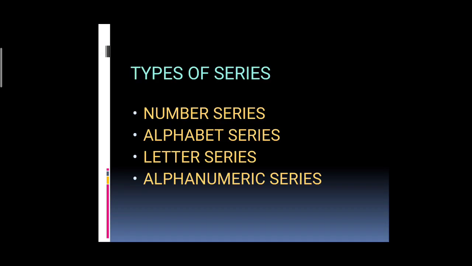There are certain types of series: the number series, alphabet series, letter series, and alphanumeric series, right? If the series is formed purely by numbers or digits, then we'll call it a number series. If the series is formed by alphabets, then we'll call it an alphabet series. Letter series has totally independent letters forming a certain pattern. And the last one is alphanumeric series, which is a combination of numbers and alphabets.